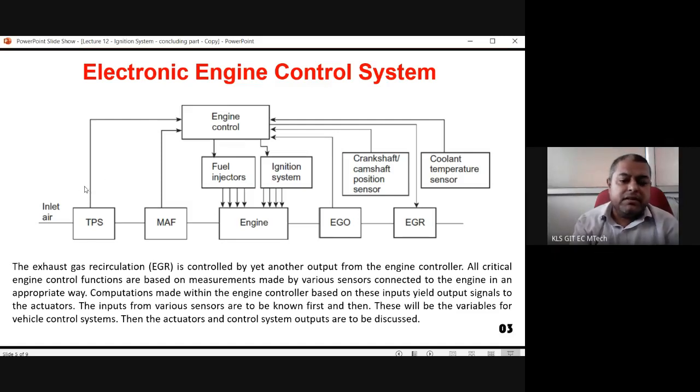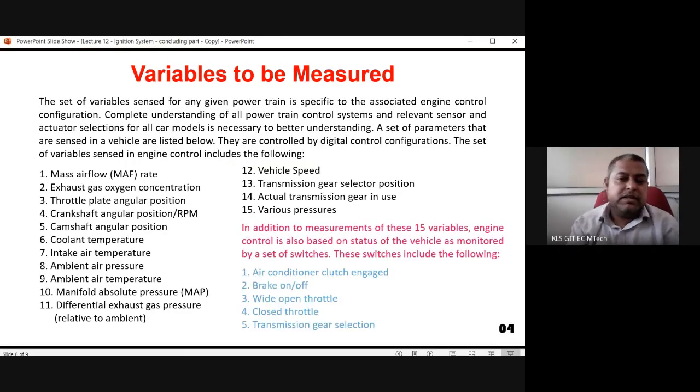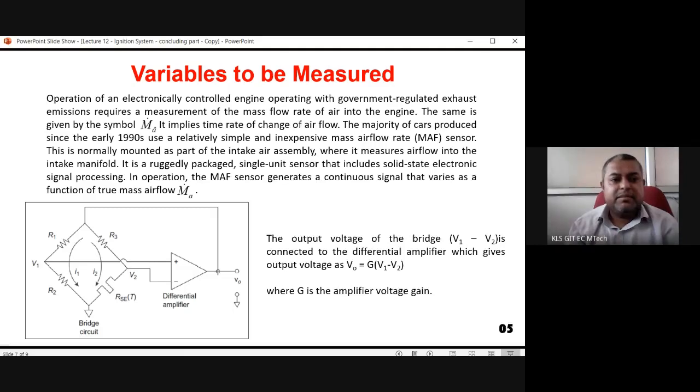So TPS we are not studying, but MAF we are studying. This is nothing but the rate of change of air inside the system. Okay, so this is MA dot. E is not having a dot, it is MA dot. The same is given by the symbol. So mass flow rate of air inside the engine. This is actually what we are measuring.